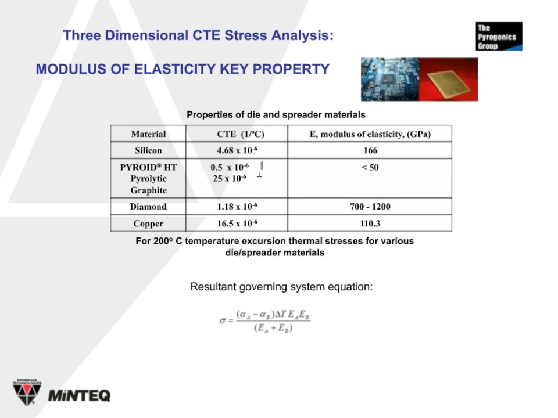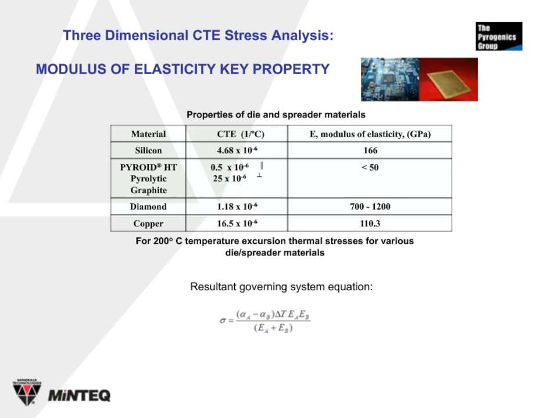If you think of thermal cycling, the ability of thermal management materials to perform has a lot to do with the ability to conform to the surface to which they are attached. The modulus of elasticity of Pyroid HT pyrolytic graphite enhances its ability to conform under severe thermal cycling operations.